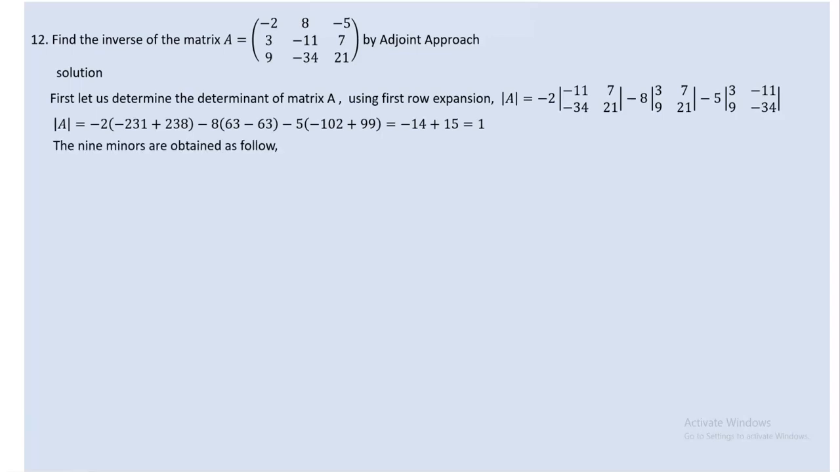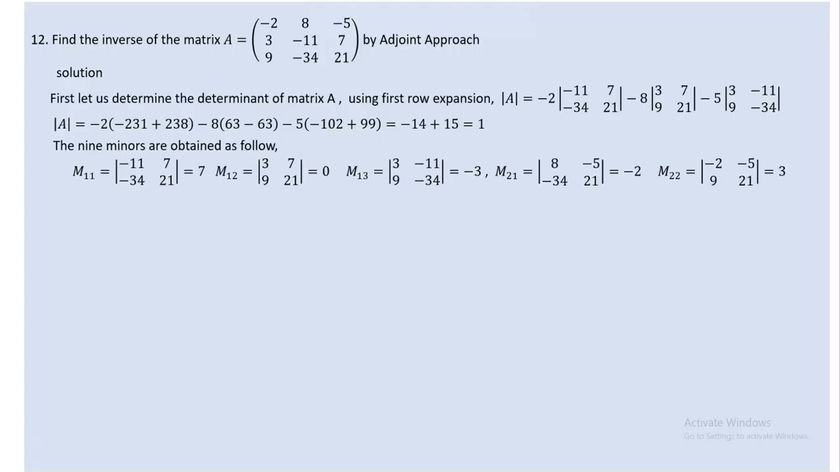So the next step is to find the 9 minors. Students, we have 9 entries here, so we need to find the 9 minors within this matrix. These 9 minors are directly obtained by using this approach. The first minor, M11, is the minor for A11, which is minus 2. In this case, delete the first row and the first column. You are left with negative 11, 7, negative 34, 21, as you see. So multiply negative 11 with 21 and subtract the product of 7 with negative 34.